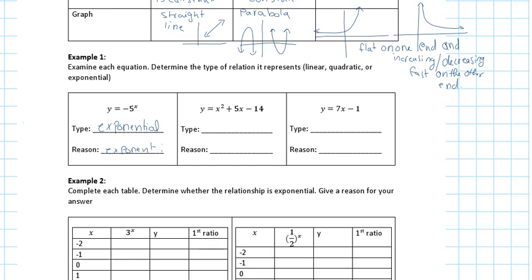How about the second one? And how do you know that? Because of the square, yeah. Degree 2, so it's quadratic. Linear, degree 1.